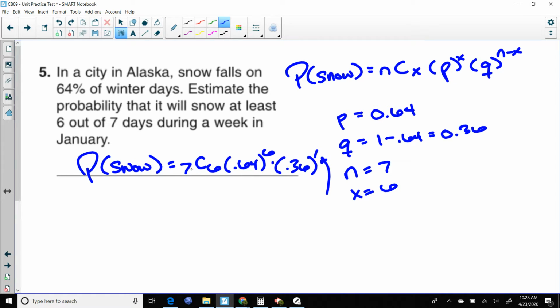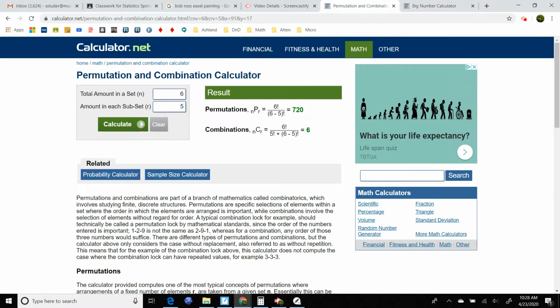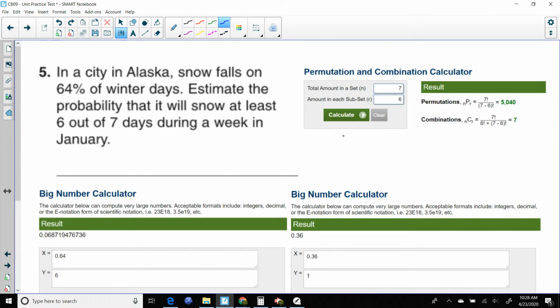Now, you're thinking to yourself, man, we're going to turn to our trusty website. So we're going to head over to the big number calculator with the permutation calculator, and we'll plug our numbers in. Okay, so if we go to the next page, I already did that. On the permutation calculator side, we're going to do 7 combination 6. That means we want the combination, not the permutation. We're not going to use this number here; we're going to use the number 7 there. So 7 combination 6 is going to be equal to 7.